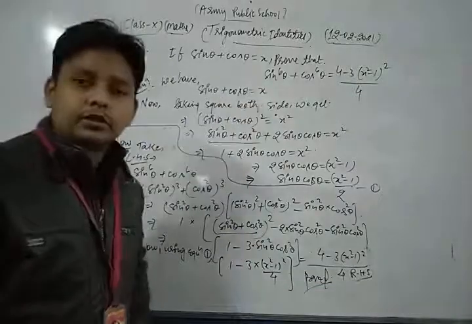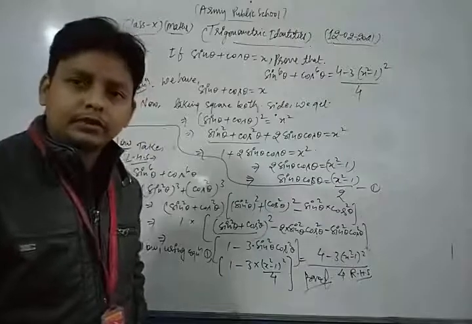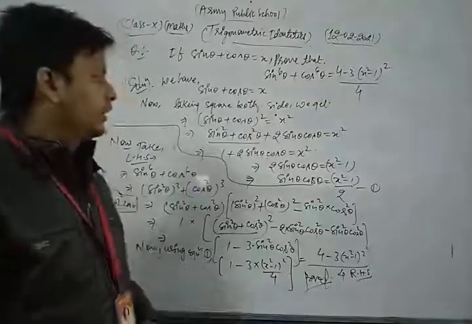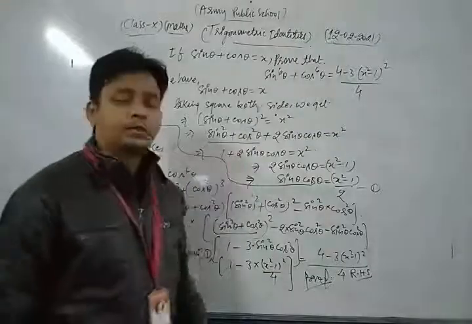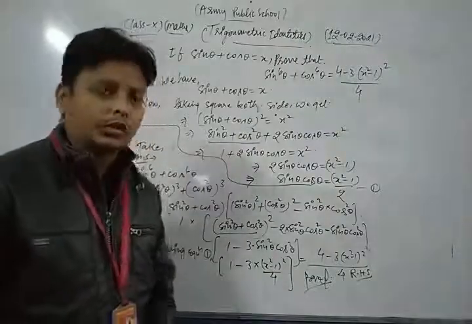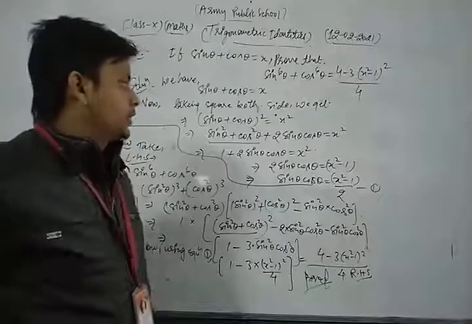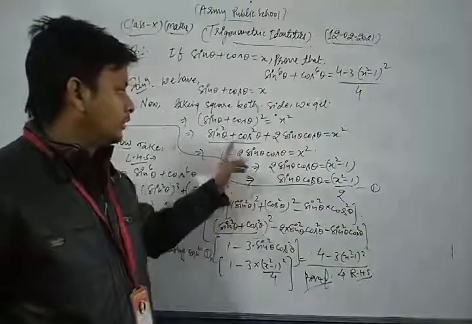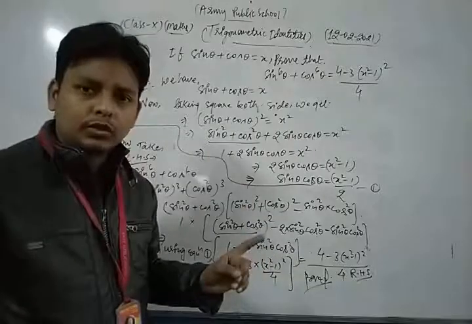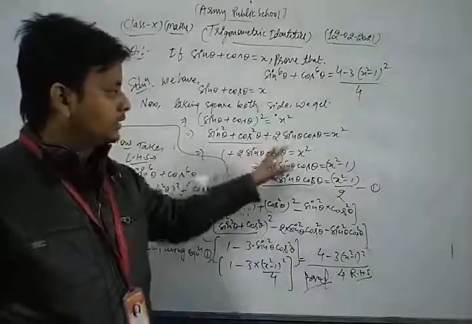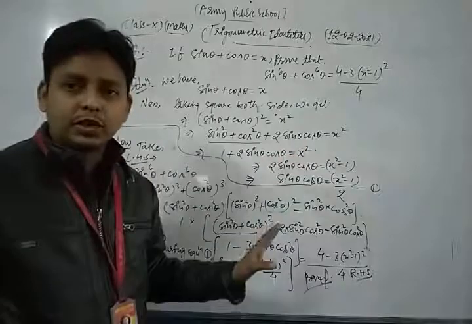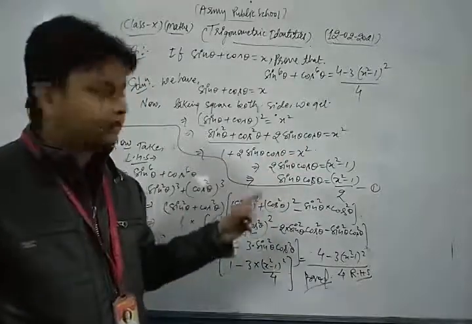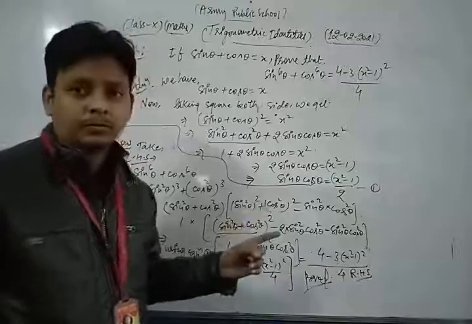Now we square both sides, so we get a plus b whole square is equal to x square. Now we expand it using the identity a plus b whole square, so a square plus b square plus 2ab is equal to x square. Now the value of sin square plus cos square is equal to 1, the rest is as it is, and we write x square as it is. Now we transfer terms to the other side and find the value of sin into cos.